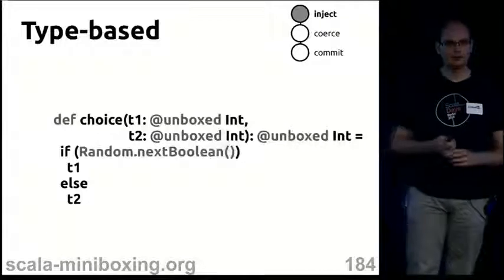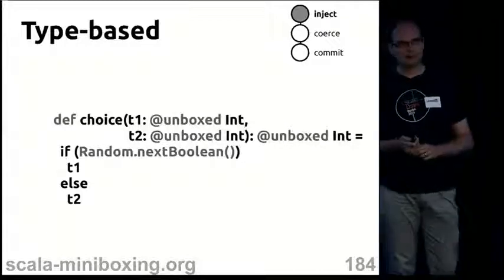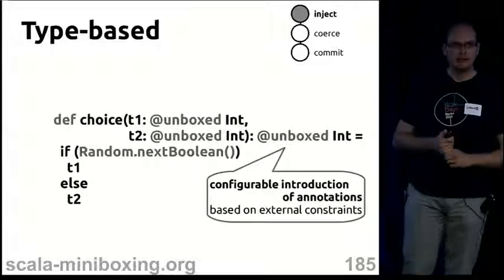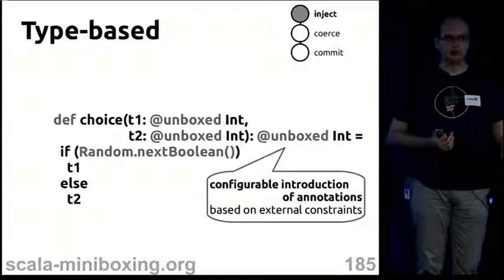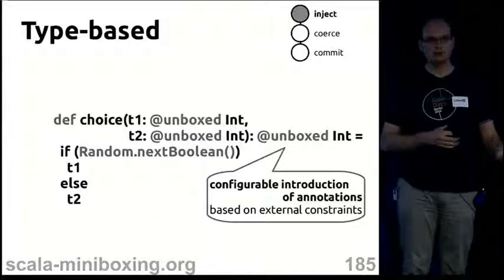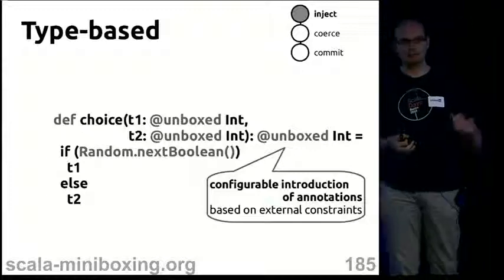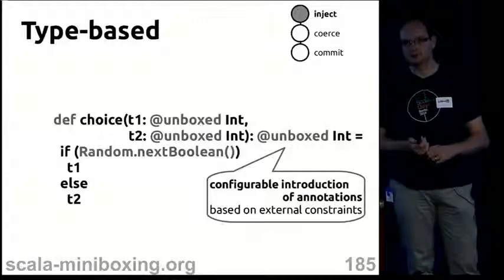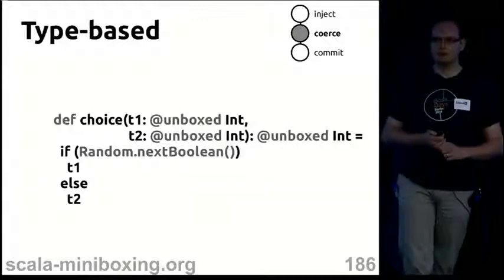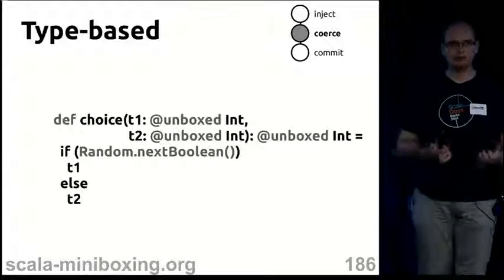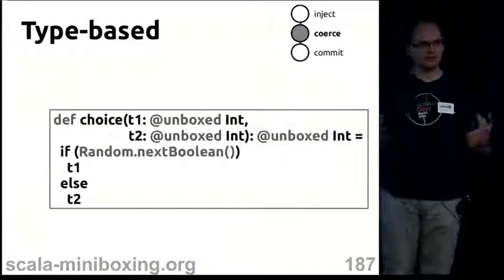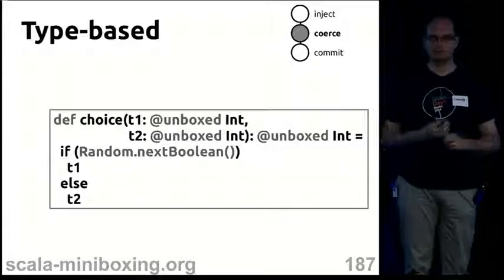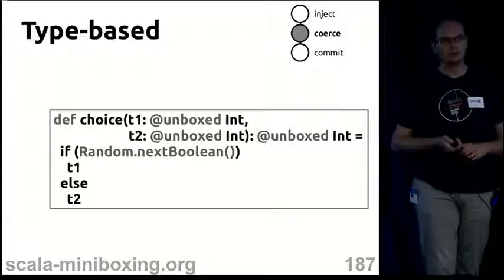From the perspective of the compiler, it's a bit more complicated, but this is the fundamental idea. And this is a configurable step. For example, you can choose, okay, I want to unbox T1 but not T2, or I want to unbox the result or not, up to the transformation at hand. Then it passes the tree to the coerce phase. As we said before, the coerce phase just takes the tree and retype checks it. Well, what does it mean? First, it starts from the top, in this case, the method, and tries to retype check it.